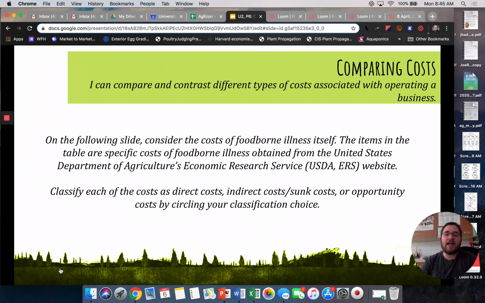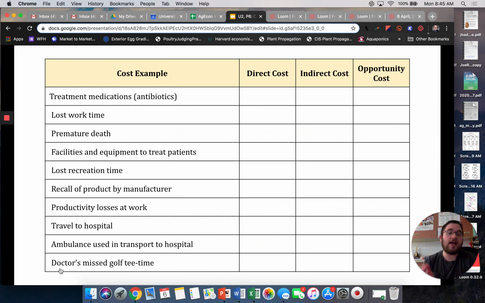So on the following slide, consider the costs of foodborne illness itself. Let's assume that we get sick, and there are doctors and medical staff that need to assist us in healing. The items on the table are specific costs of foodborne illnesses obtained from the United States Department of Agriculture's, or USDA's, Economic Research Service website. Classify each of the costs as direct, indirect, or opportunity costs by circling your classification choice. I'm going to have you pause this and jot your answers down in a notebook, and then we will return in a moment to reveal the answers.